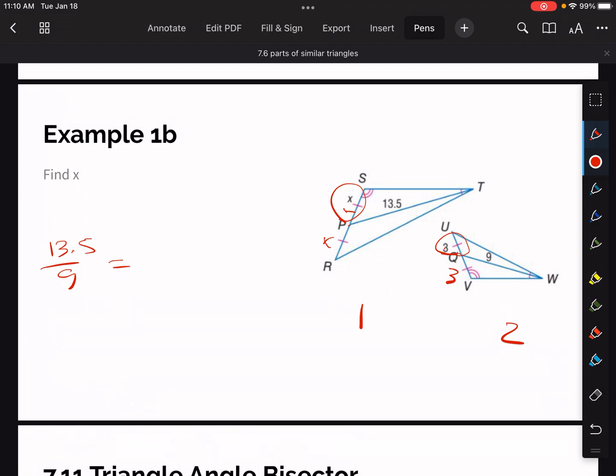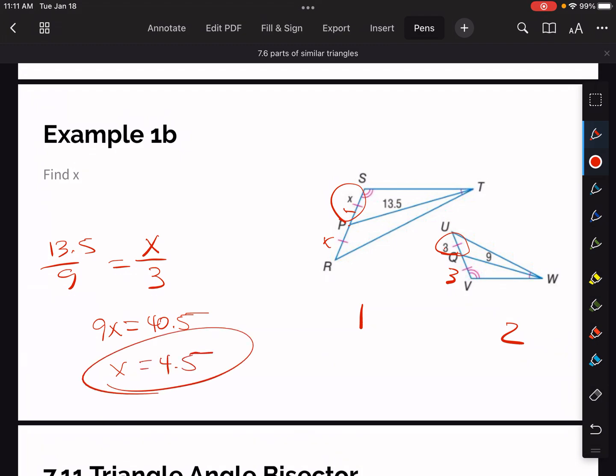So if we do that here, we have triangle 1 would be x, triangle 2 would be 3. So that relationship, when you cross multiply, you get 9x is equal to, that comes out to 40.5. So then x would be equal to 4.5 when you do the math, and you're done with 1b. So you're just setting up these relationships and solving.